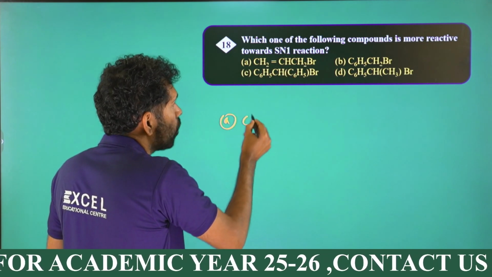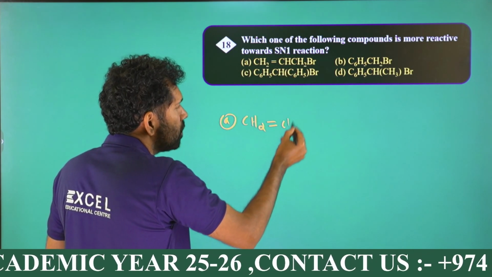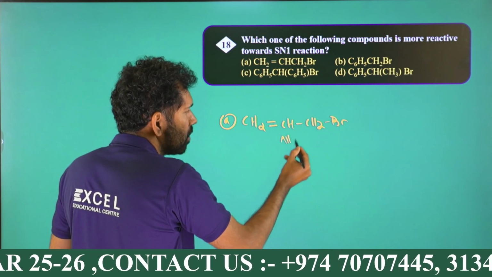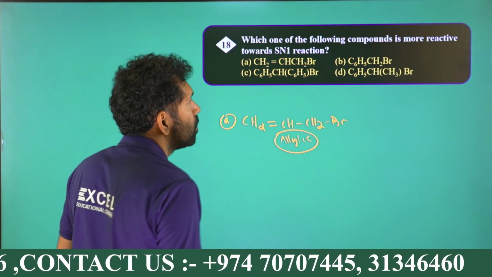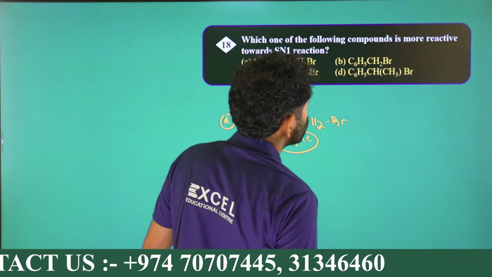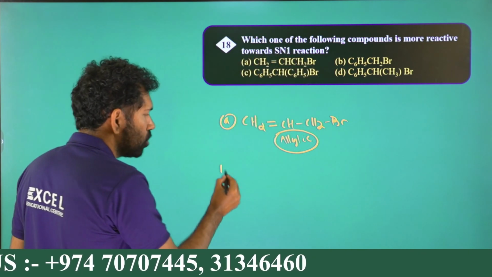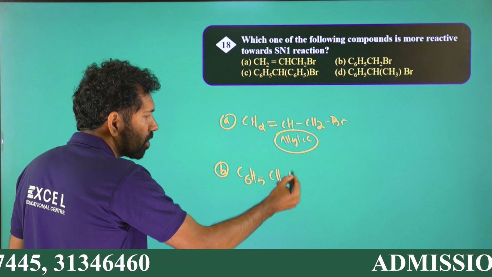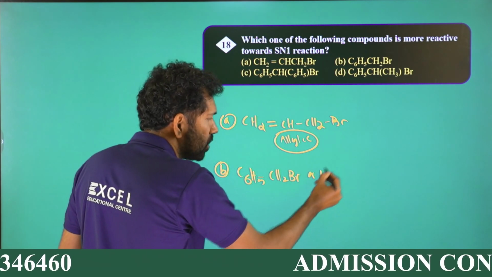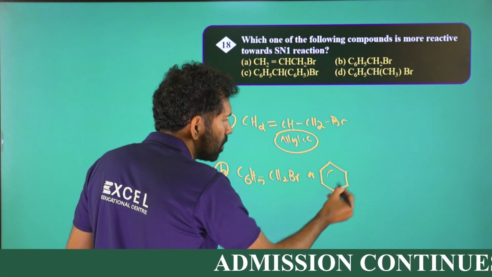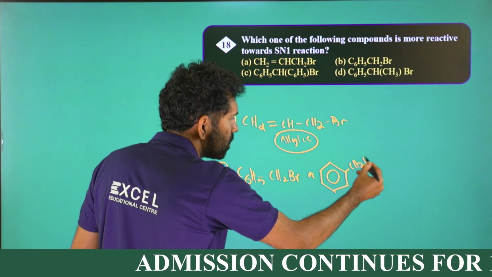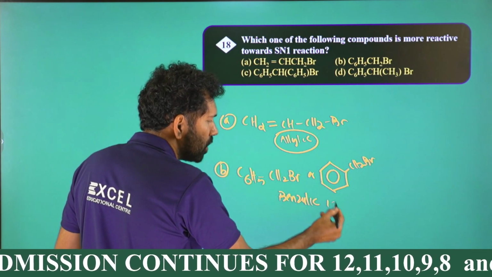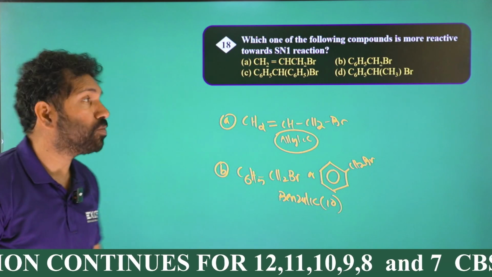Option A, CH2=CH-CH2Br. This is allylic, no doubt. What about option B? Option B is benzylic: C6H5CH2Br. This is nothing but a benzene ring with CH2Br. This is benzylic primary. We know that this is a primary halide.